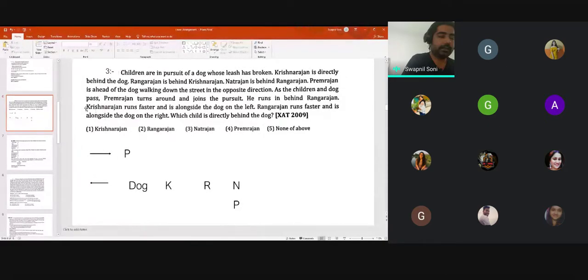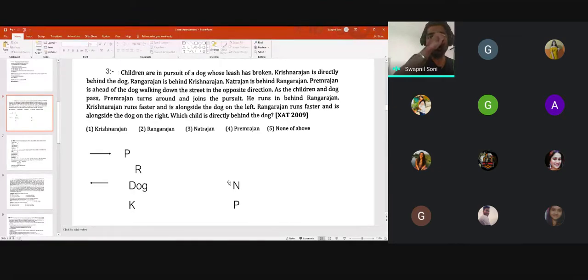Next statement says Krishnarajan runs faster and is alongside the dog on the left. So now this guy is running faster and goes to the left side of the dog. The left side will be this, and it's with the dog. Rangarajan runs faster and is alongside the dog on the right. So this guy is on the right of the dog.